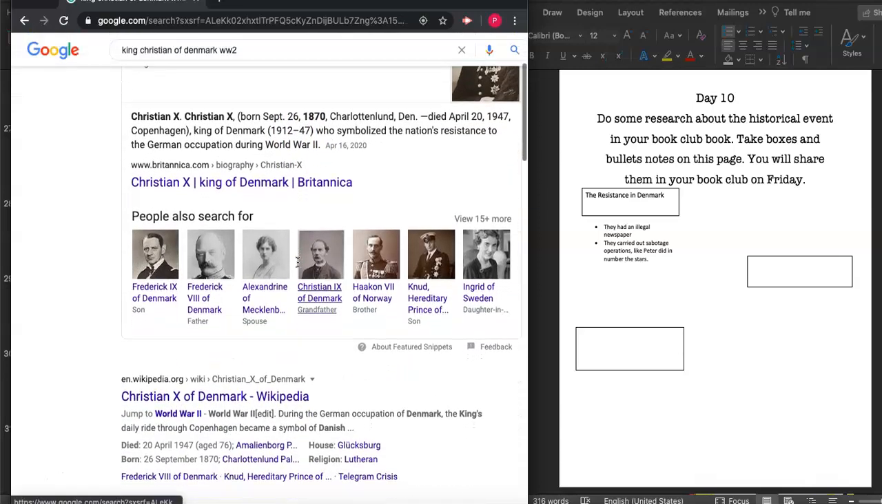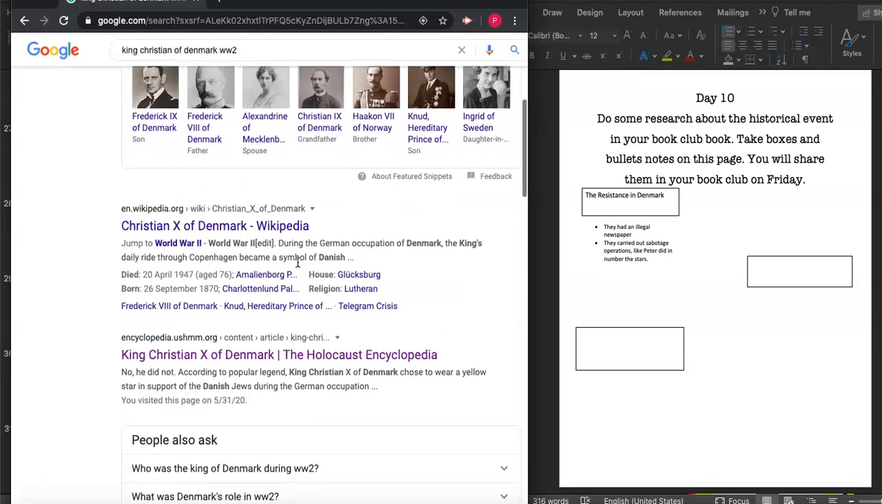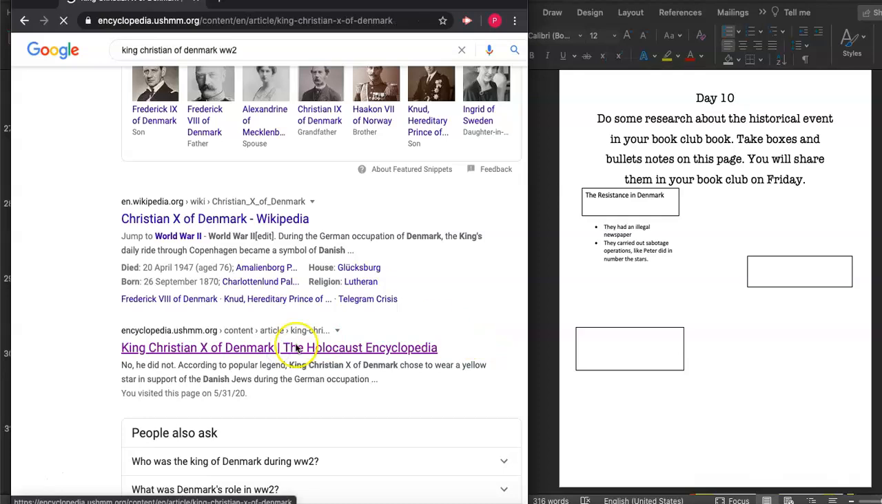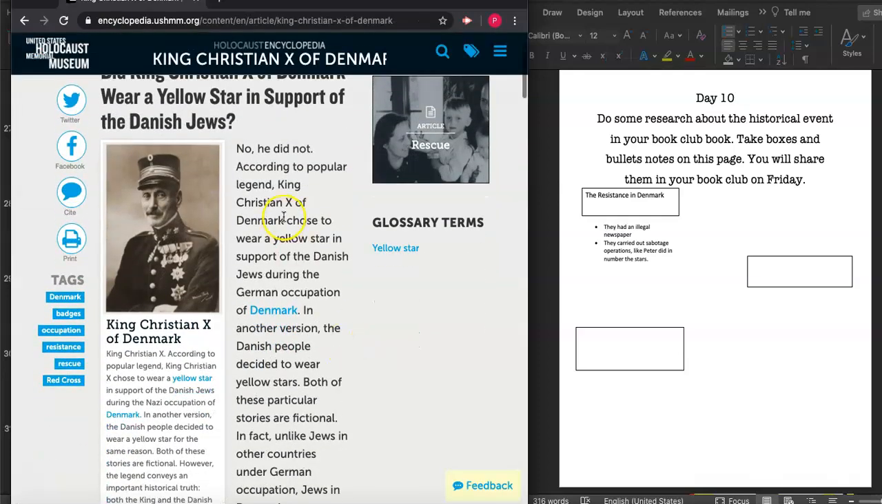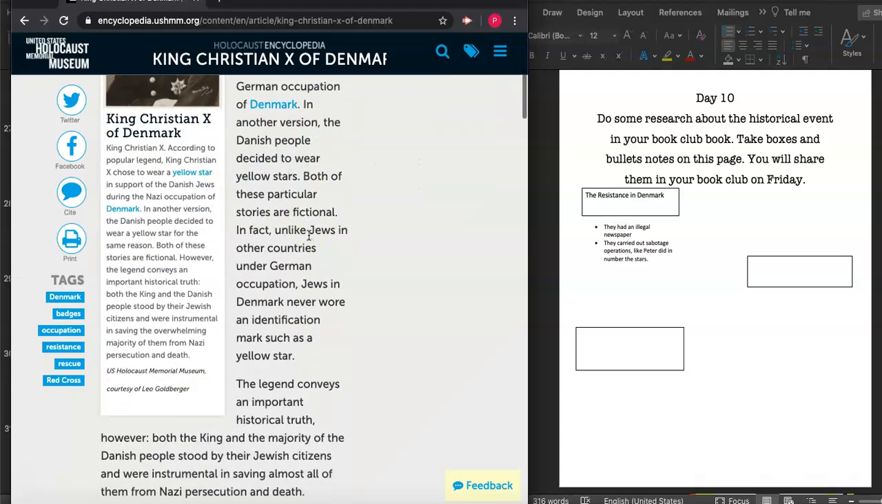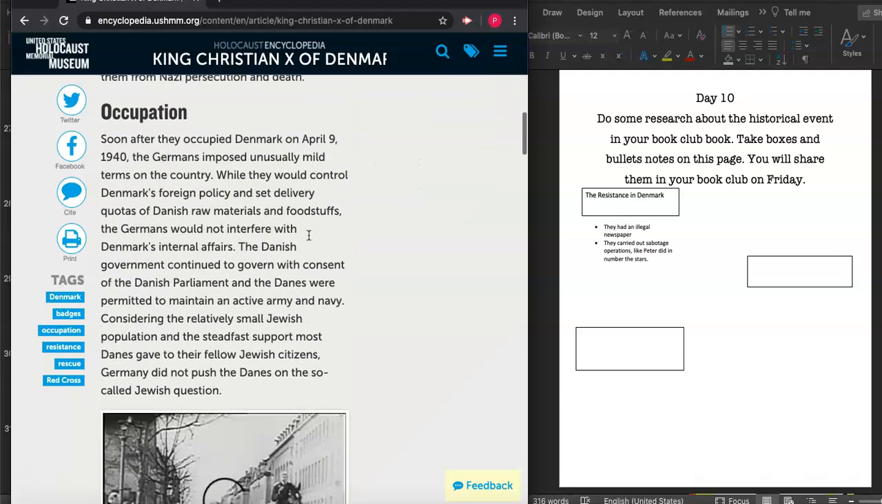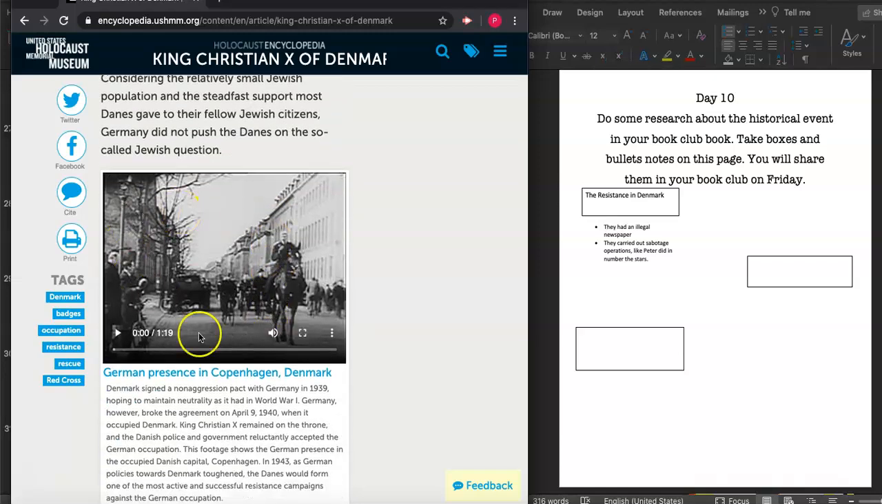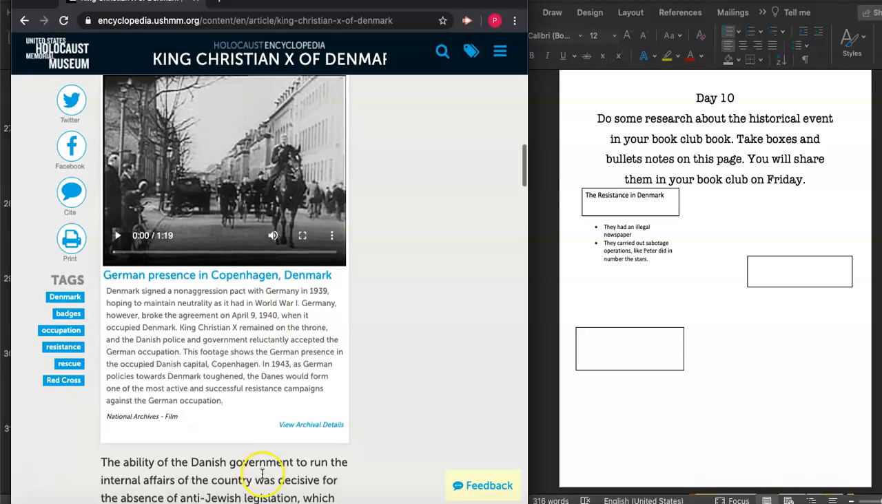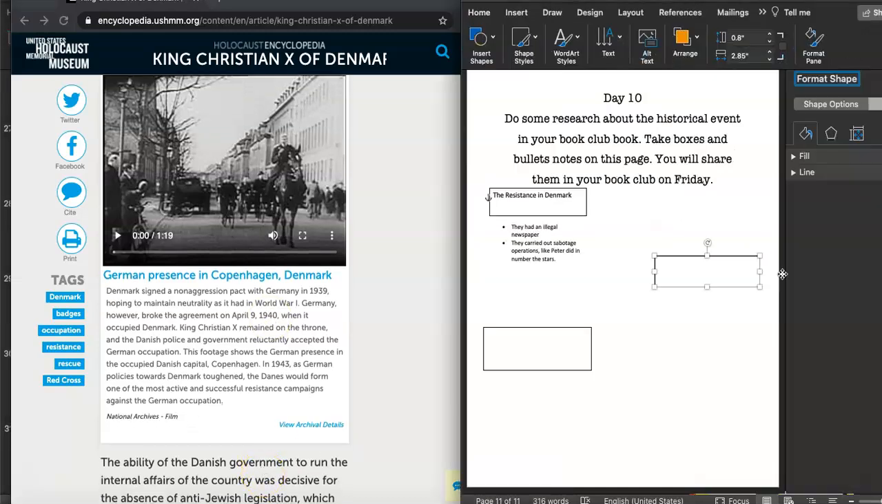Like, was he the real prince or king? And yeah, it looks like he was a real person. Oh, here we go. I can click on this right here. Okay, and then I would learn about him. Let's see here. Oh, look, there's a picture. There's a video of him riding through the streets on his horse. Right, and so then I would read about that and take some notes about King Christian X, and I would write some notes about how he actually rode through the streets on his horse.